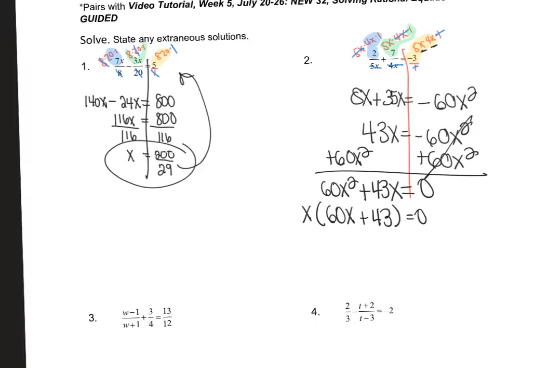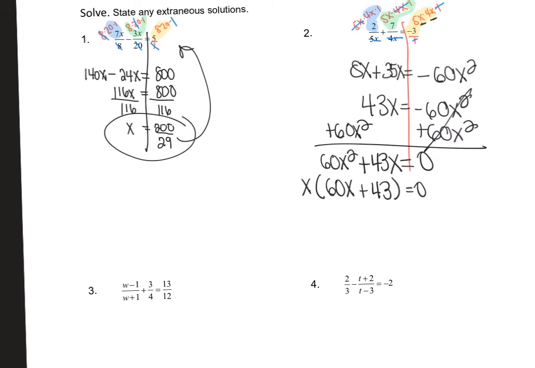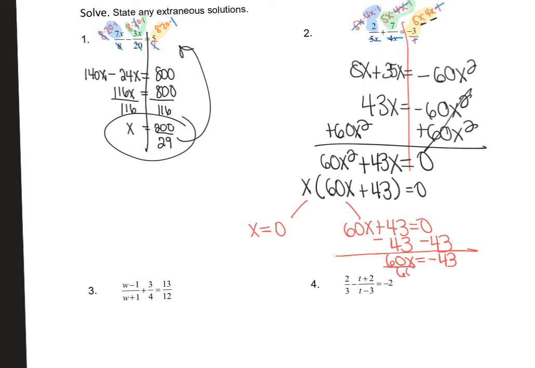When I split and solve, I get x equals 0, and I get 60x plus 43 equals 0. When I subtract 43 from both sides, I get 60x equals negative 43. I divide both sides by 60, and I get x equals negative 43 over 60. Not pretty, but it still happens, and I get x equals 0.